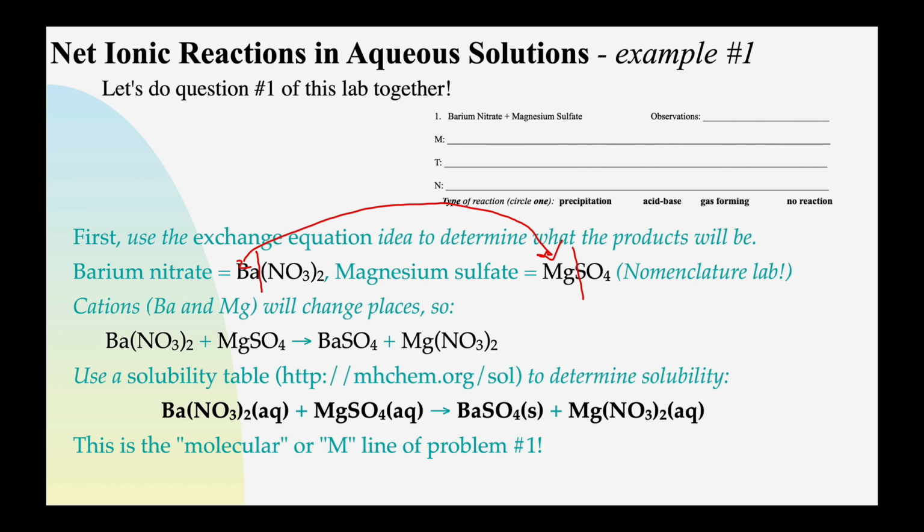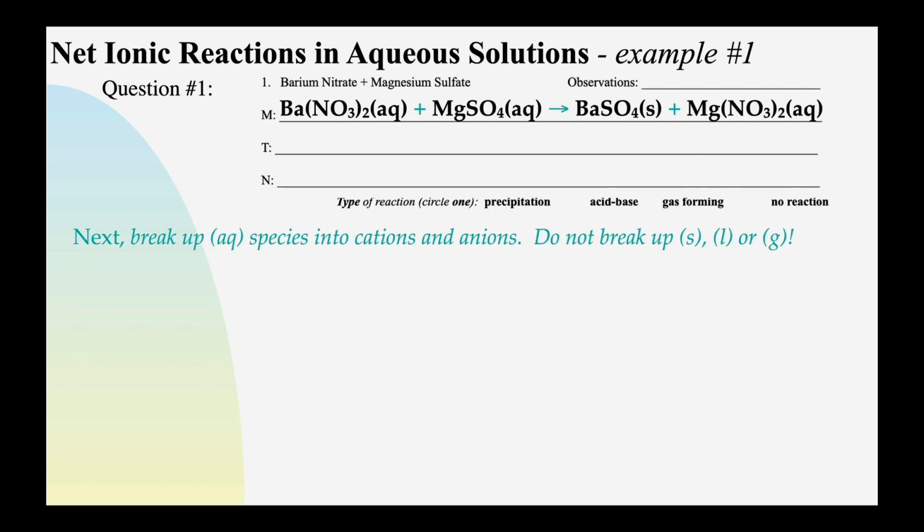And what we have right here, this is the M line, the molecular line of problem number 1. So you can see up there at the top, I just wrote that answer right in there. That's the part that's going to be there. So notice that you have a balanced equation. All the atoms are balanced on both sides, etc. And you also have states of matter, and that's really important in this lab. The M line is really important. Always fill in the M line.